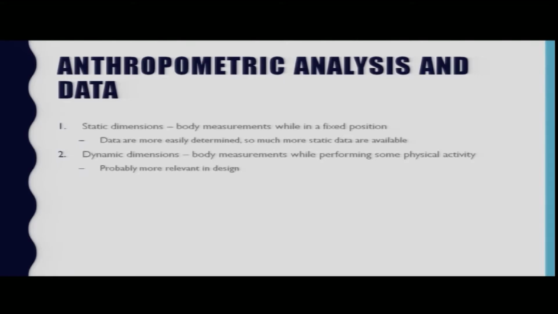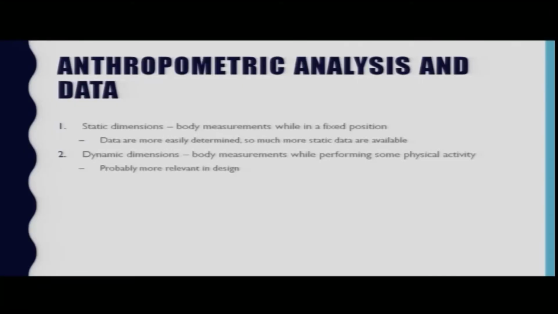As per the anthropometric data, there are two types of dimensions we use to measure. First is static dimensions and second is dynamic dimensions. Static dimensions are those measurements which have been taken in a fixed position, like in a sitting and standing condition. There are various selected anthropometric variables and methods of measurement as well.